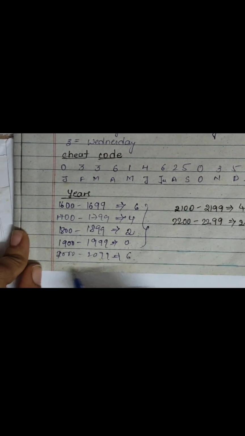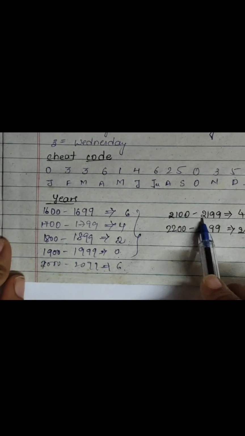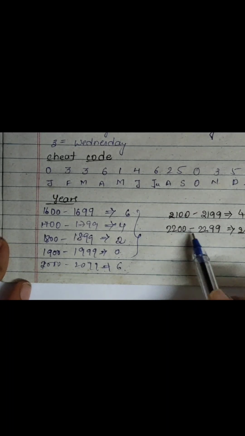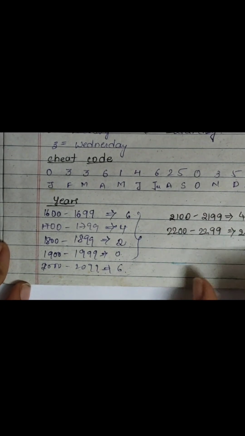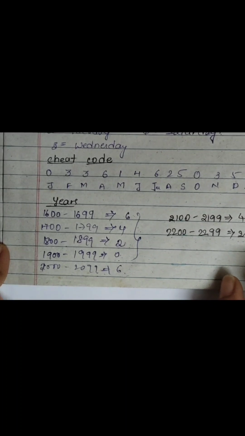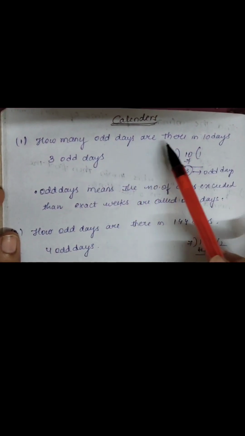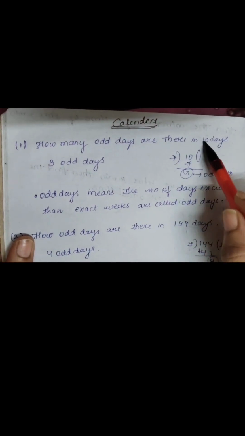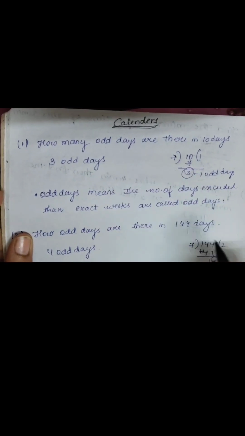Again, even numbers. 2000 to 2099, 6. 2100 to 2199, 4. 2200 to 2299, 2. So you need to remember these in order to crack such kinds of problems. And you can get problems like, how many odd days are there in 10 days? So how to calculate that? Divide the given number by 7. Simply, the remainder will be your answer.